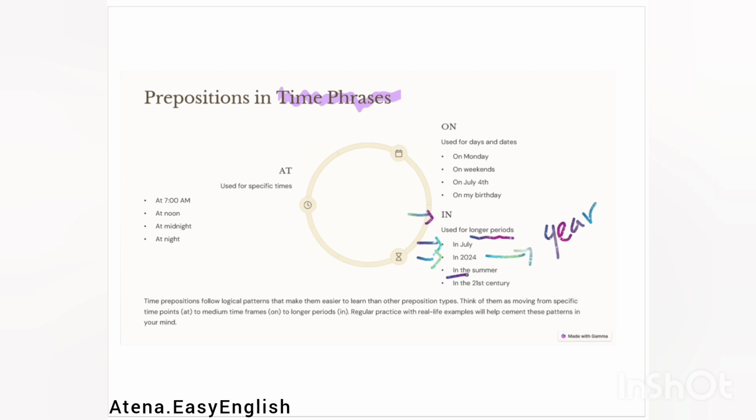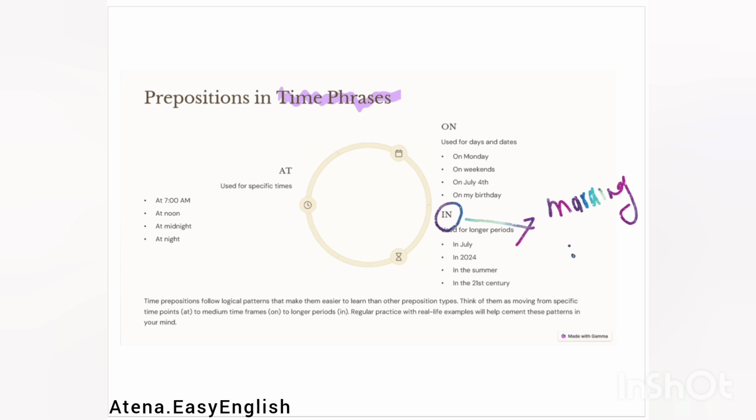And look at the next one, in the summer, or in the 21st century. So as you can see, it's a really longer period of time. And also, we use in when we want to say in the morning or afternoon or evening. But for night or midnight, we use at. These are the main differences, and of course, really important when it comes to writing or speaking in English.